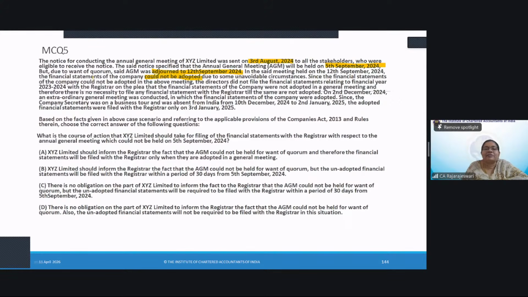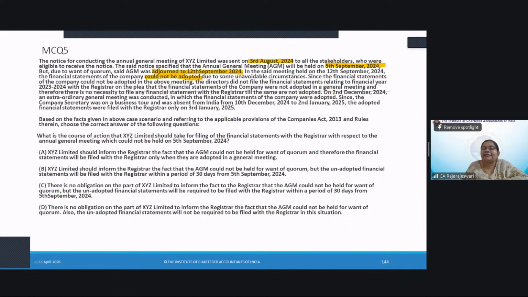Since the financial statements of the company could not be adopted in the above meeting, the directors did not file the financial statements relating to the financial year 2024 with the registrar, on the plea that the financial statements of the company were not adopted in the general meeting and therefore there is no necessity to file any financial statement with the registrar till the same are adopted. So here it's a typographical error: till the same are adopted. So till you adopt, you need not file it. That is the meaning it conveys.